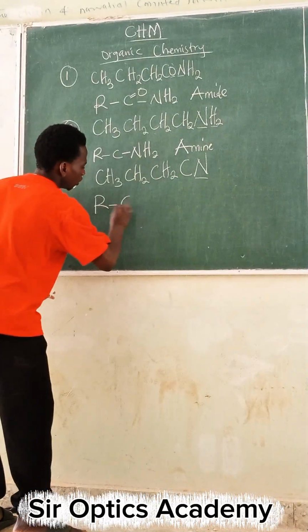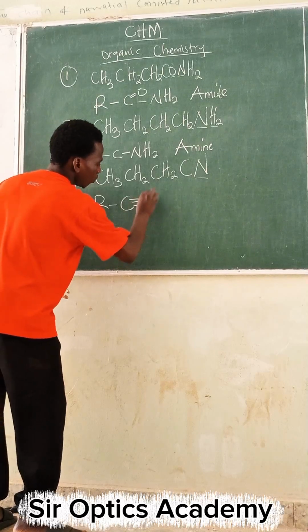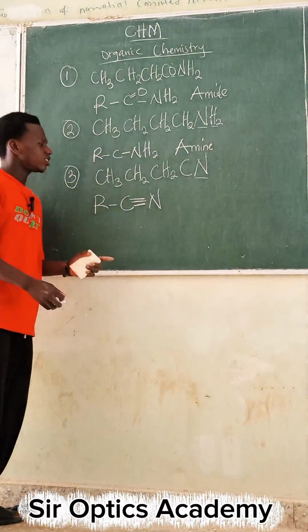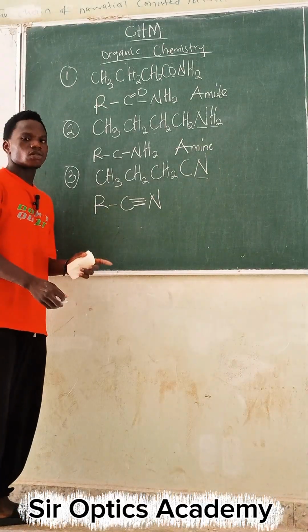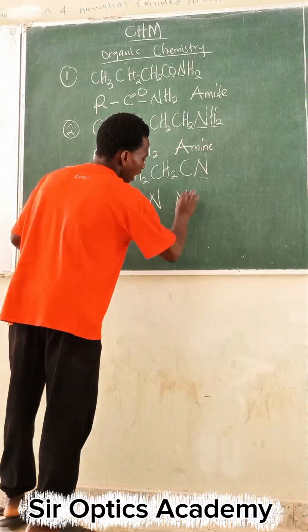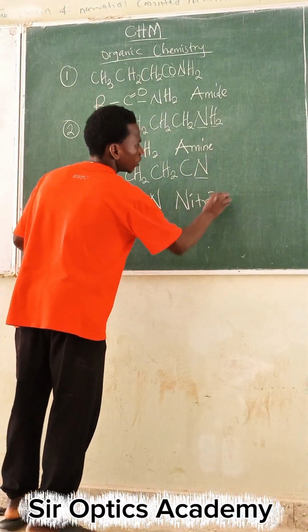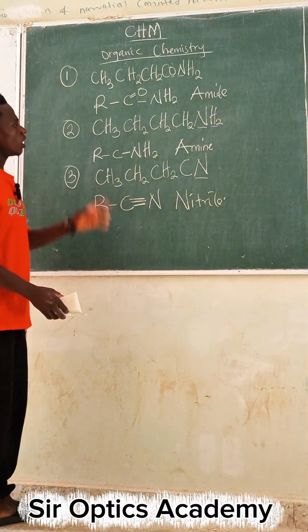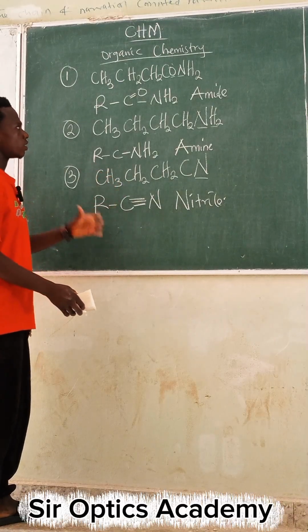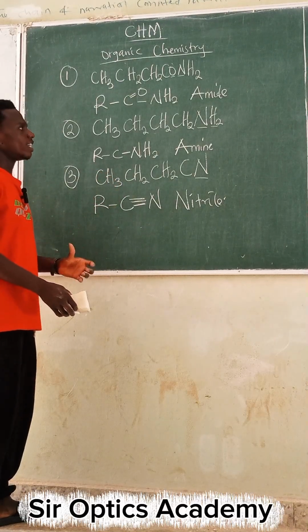Now, when you have a carbon and a nitrogen, that functional group is written this way. That carbon is triple bonded to a nitrogen atom. And when you have a carbon that is triple bonded to a nitrogen atom, then you are dealing with a functional group known as nitrile. So, in that case, the first thing you have to do to name these three organic compounds perfectly is to identify their functional group.